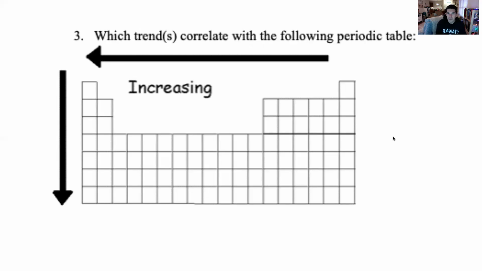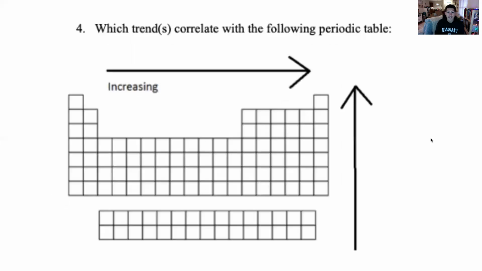Which trends correlate with the following periodic table? Increasing to the left, increasing going down. That is going to be atomic radius. Bigger on the left side, bigger as you go down. More energy levels and less protons in a given energy level. Which trend is this? This could be ionization energy or electronegativity, right? It is both trends. Ionization energy, larger on the right side of the periodic table. Electronegativity, larger near the top, gets smaller as we go down.